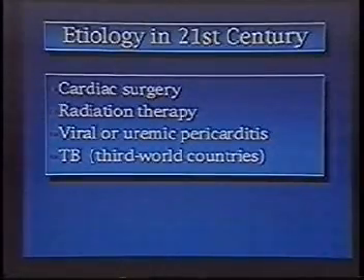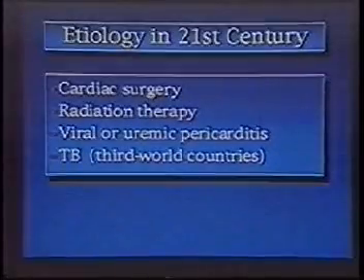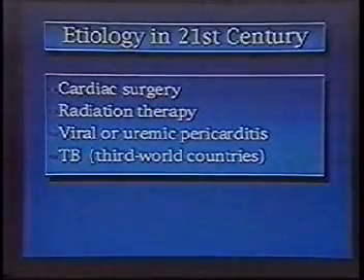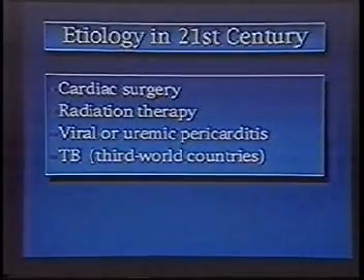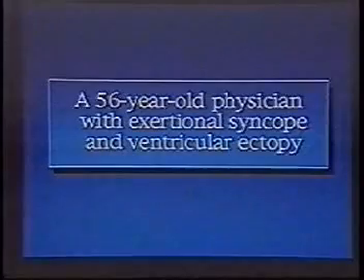What are the etiologies of constrictive pericarditis? Well, this actually used to say 20th century until a couple of years ago, but now I just changed the slide. Now, what are the etiologies in the 21st century? Well, cardiac surgery is the most common cause of constrictive pericarditis in the United States, followed by radiation therapy. Other causes are viral or uremic pericarditis and tuberculosis, which is the most common cause worldwide but unusual in this country. Let's go on. 56-year-old physician with exertional syncope and ventricular ectopy.